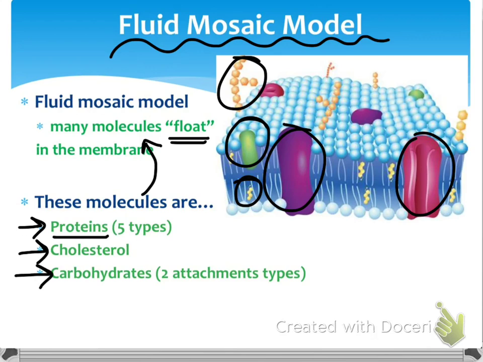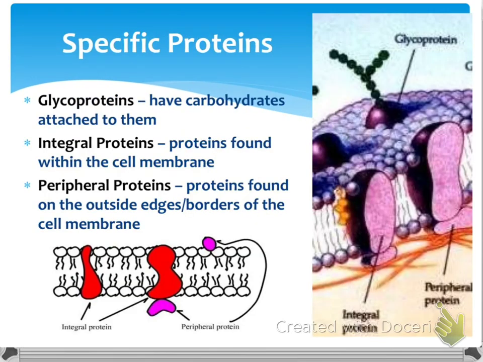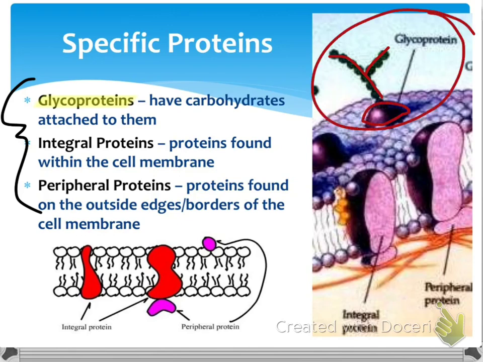Hopefully you remember proteins and carbohydrates from our macromolecules. So there's 5 specific proteins. There's 3 here and 2 on the next slide. So the first one is going to be your glycoproteins. So glycoproteins have a carbohydrate attached, or a carbohydrate chain attached to the protein. So this whole thing is a glycoprotein.